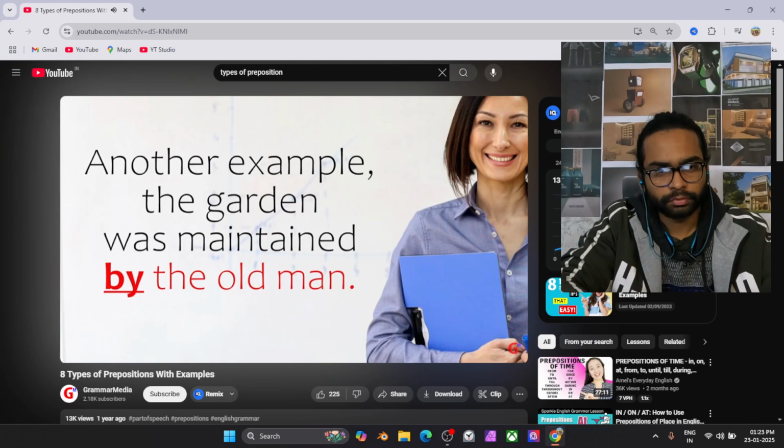Another example, the garden was maintained by the old man. Here the preposition by tells us who performed the action. It was the old man who maintained the garden.